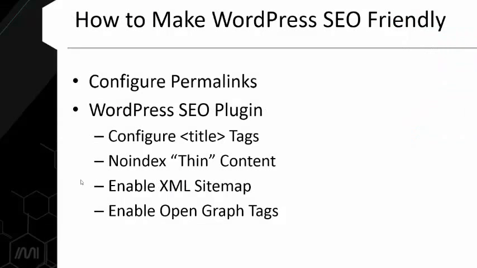Lastly, what we'll want to do is enable Open Graph tags. Open Graph tags are a way to optimize social sharing on Facebook and Twitter. When you click a like button, it can populate a thumbnail, a title of the post or the page, and maybe a description, and it entices the user to either view the page or reshare the page.